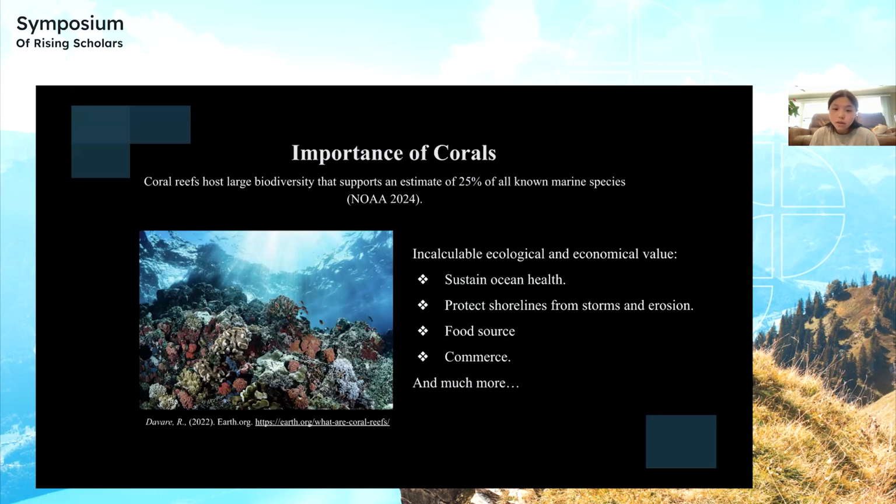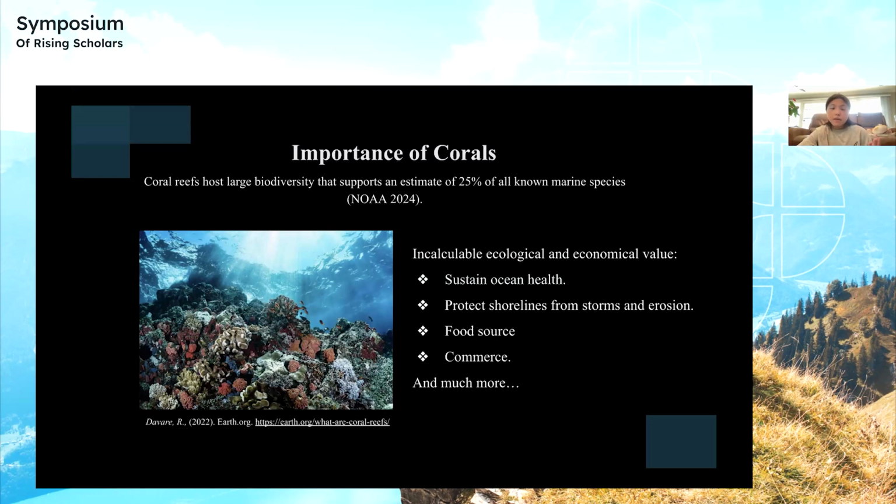So coral reefs hold large biodiversity that supports an overall estimate of 25% of all known marine species. So they play a very important role in sustaining ocean health, which also directly affects humans who live by the coast because reefs also play a role of protecting shorelines from storm and erosion. And they are also an important source of food and commerce. So a lot of people depend on them.